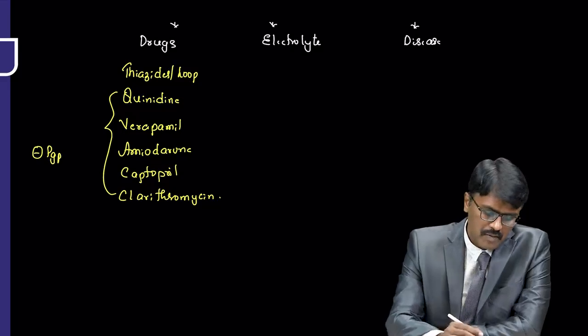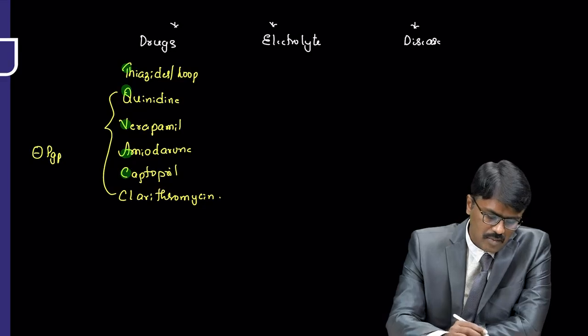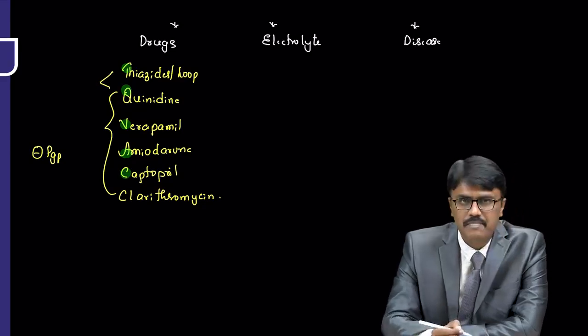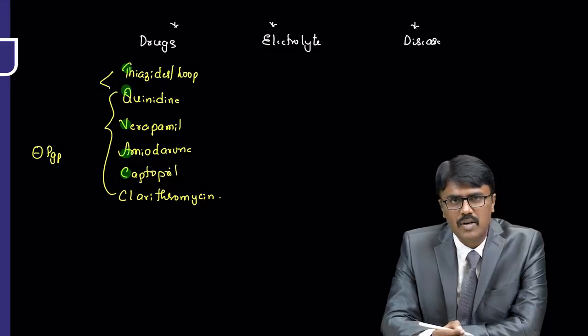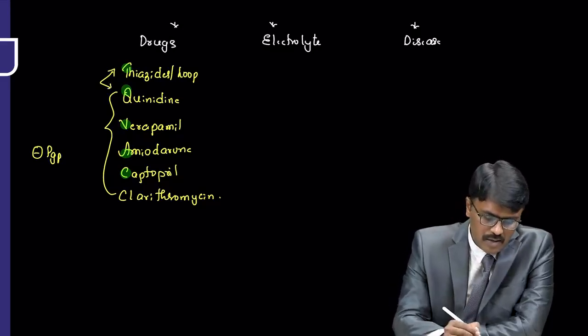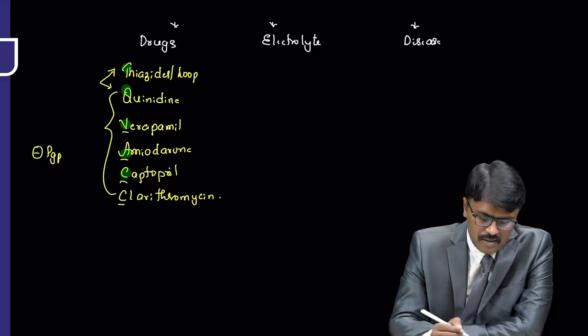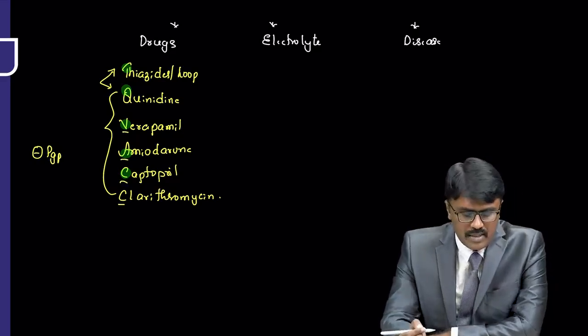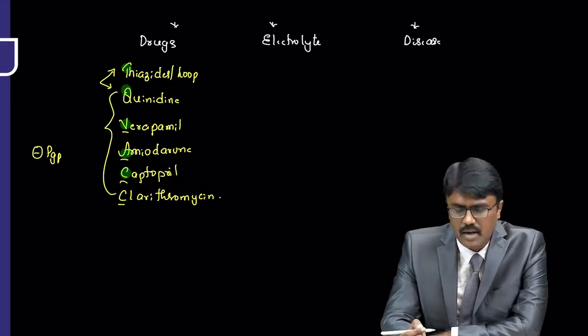Now you can remember the drugs by the mnemonic TQVACC. So you can remember it as thank you vax. So we are thanking the vaccine for COVID-19. So TQ for thank you, VACC vax. So thiazide, quinidine, verapamil, amiodarone, captopril, and clarithromycin.